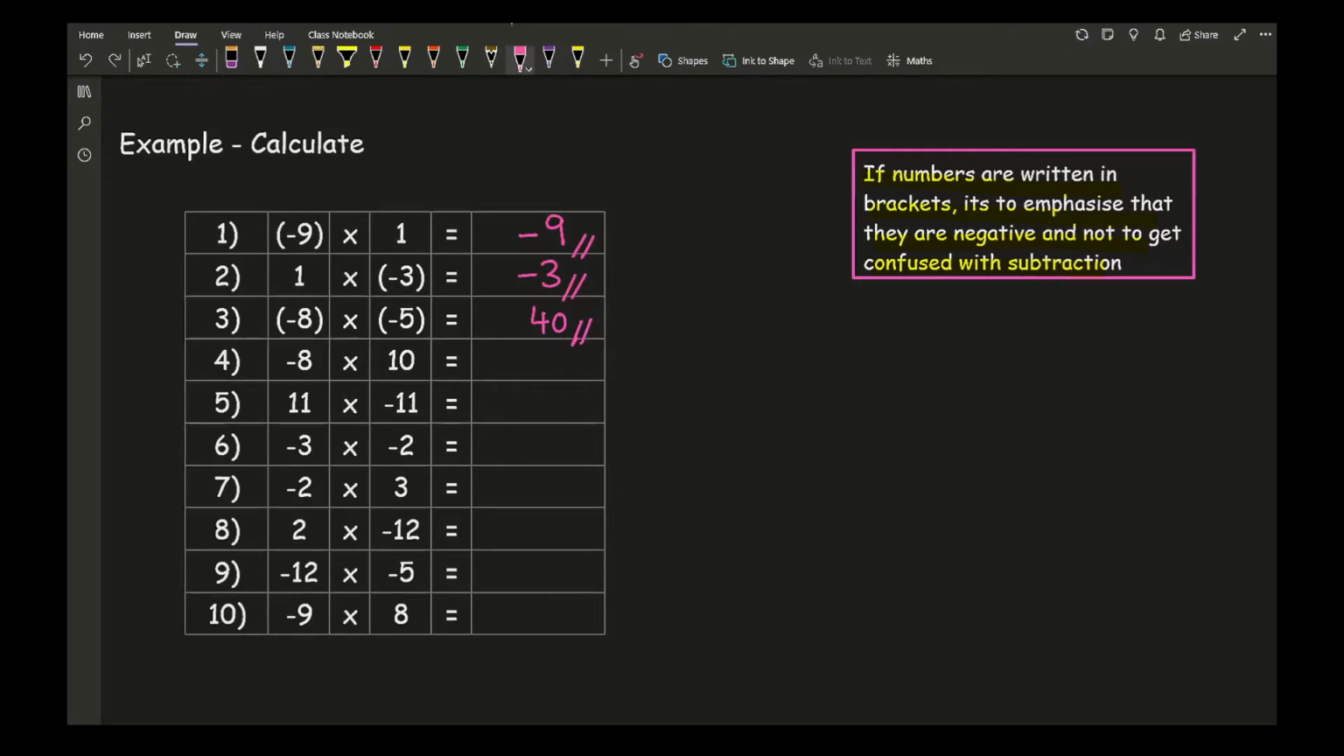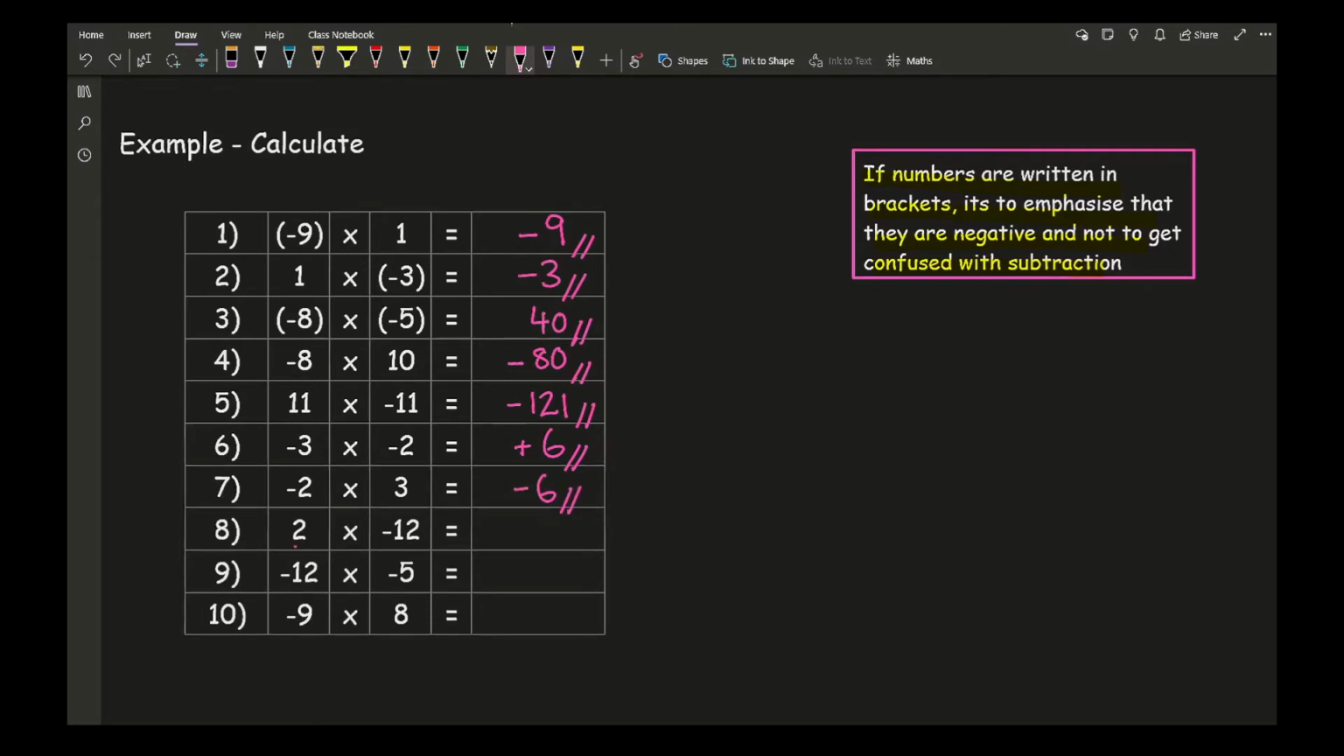Continue with these questions then. So question 4, I've got 8 times 10, which is 80, and I've got one negative number, so therefore it's going to be -80. With question 5, I've got 11 times 11, which is 121, and again I've got one negative number, so it's -121. With question 6, I've got 3 times 2, which is 6. Now here I've got two negative numbers, so that means the answer is going to be positive, so it's +6. With question 7, I've got 2 times 3 again, so that's 6, but here I've only got one negative number, so the answer is -6.